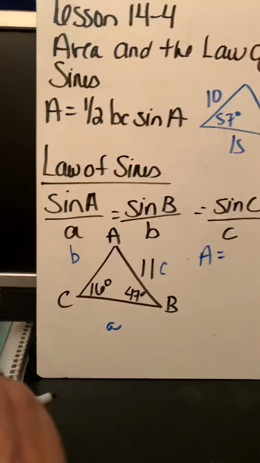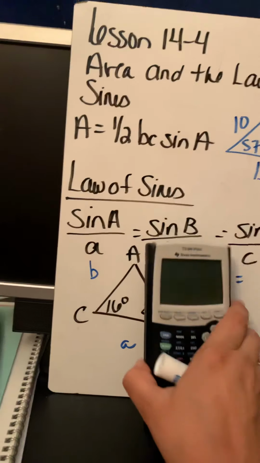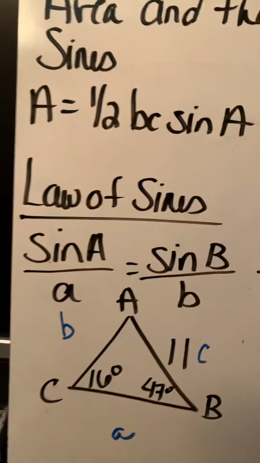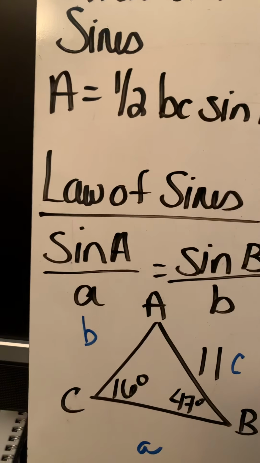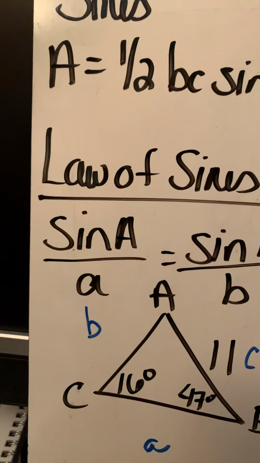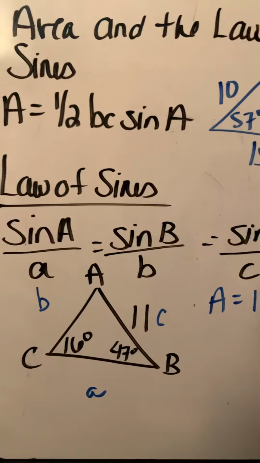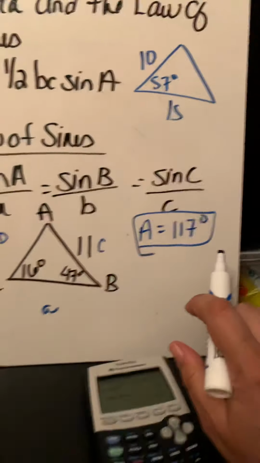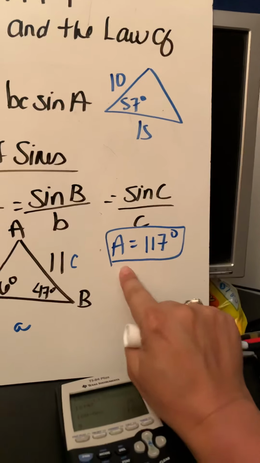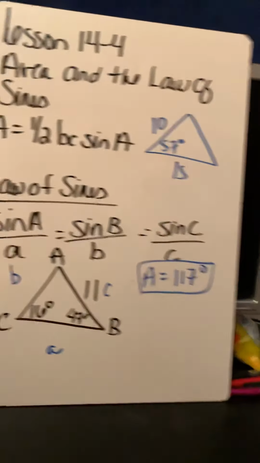All angles add up to 180. So 16 plus 47, 180 minus that, we get 117. So big A is 117. So there, I found one missing piece. So let's set up a sine ratio.